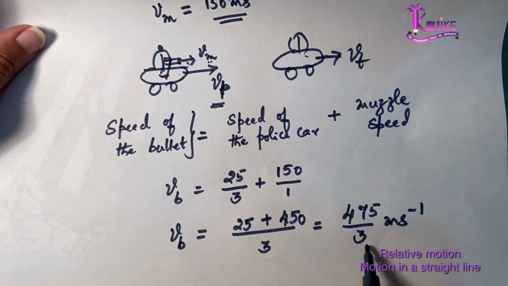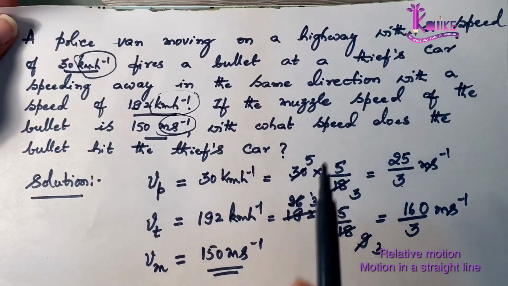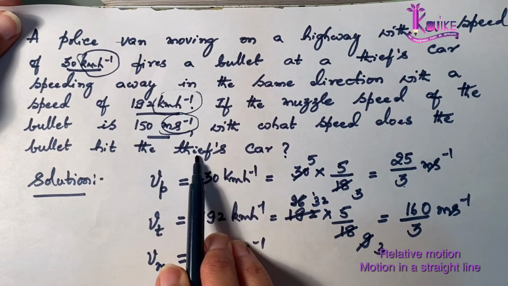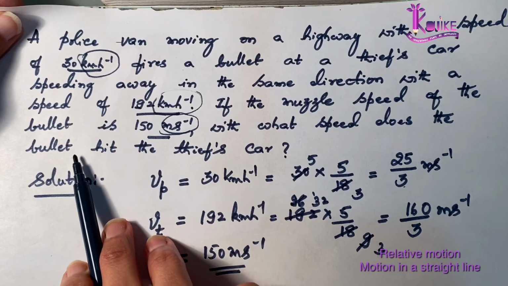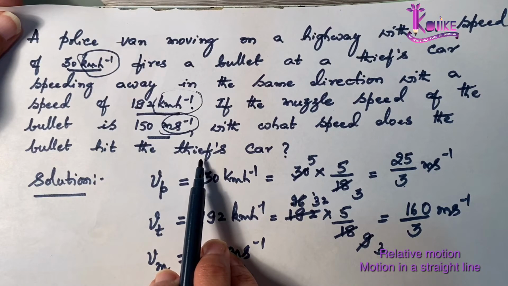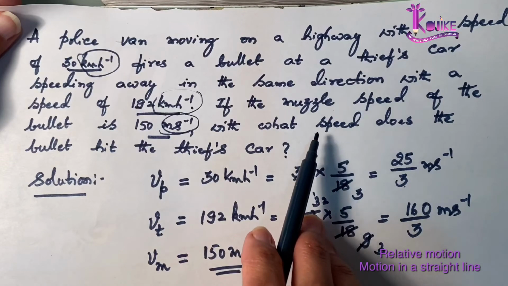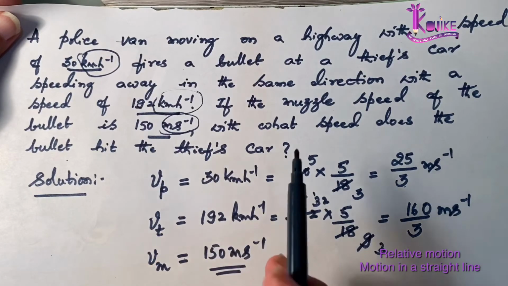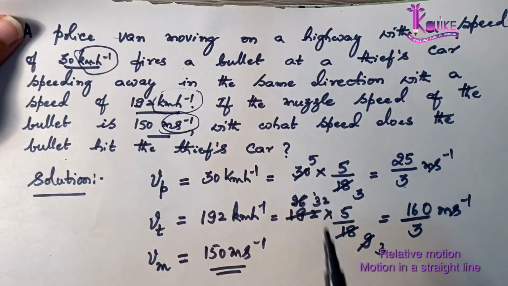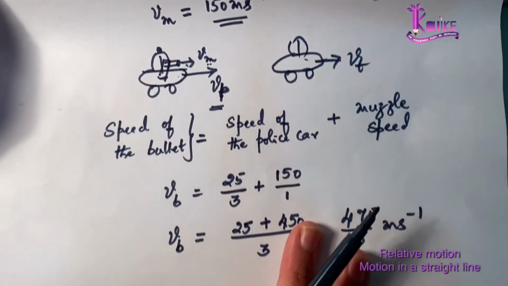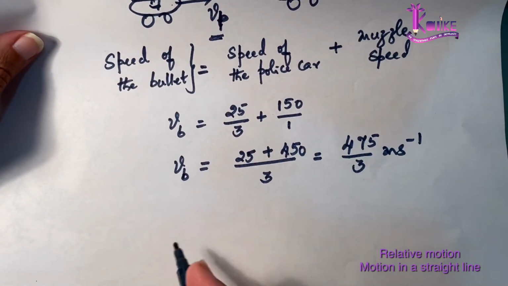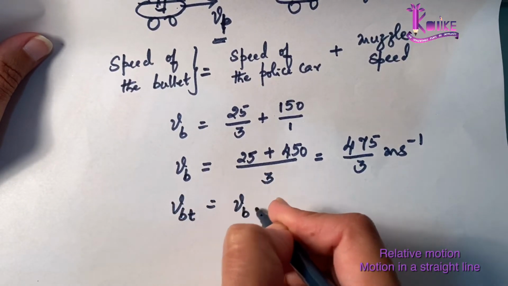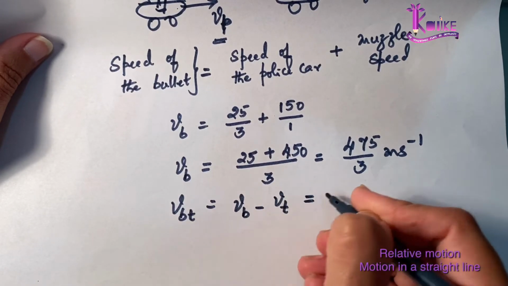Now is this what we were supposed to calculate? Let's find out. We have to find out the speed with which the bullet hits the thief's car. So since we have to find out the speed with respect to the thief's car, we have to take into account the relative velocity of the bullet with respect to the thief's car. So all the frames of reference are in motion, so hence we take the relative motion. So we calculate the speed of the bullet with respect to thief's car. That will be Vb minus Vt by definition.